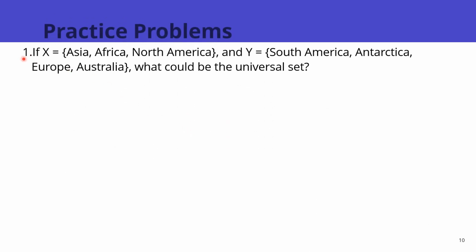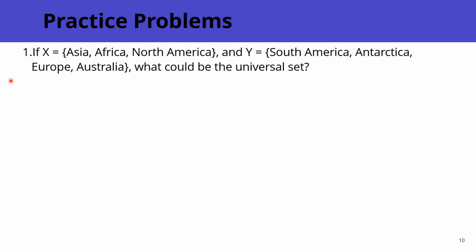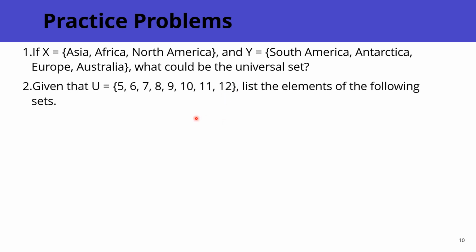So let's have a practice problem. If X has Asia, Africa, and North America, and Y has South America, Antarctica, Europe, and Australia, what could be the universal set? Later we'll see the answer, but I think you already have it in your mind.